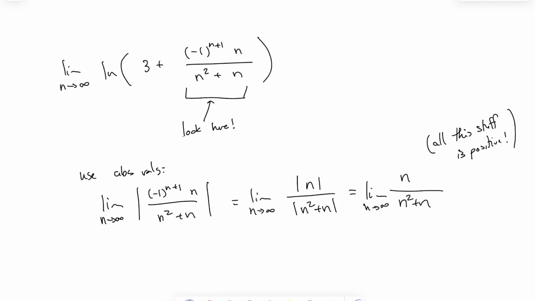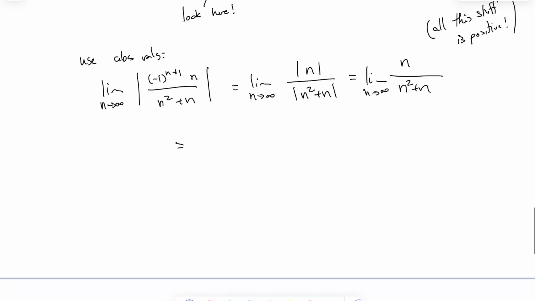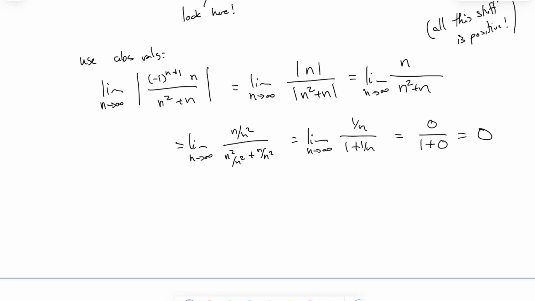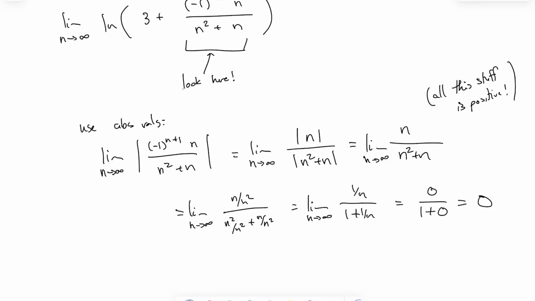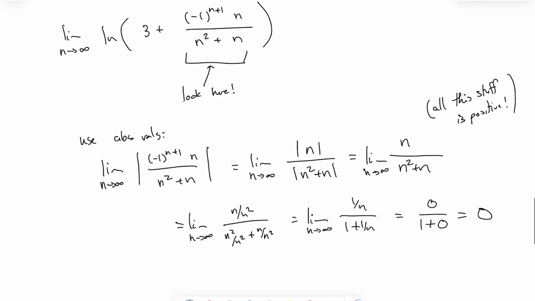All right? And now the usual limit thing here. So I go n over n squared, and down here n squared over n squared plus n over n squared. Simplifying, we just end up with 1 over n on the top, 1 plus 1 over n on the bottom, and this is 0 over 1 plus 0, which is 0. So that piece of it, its limit is 0, when I do the limit.